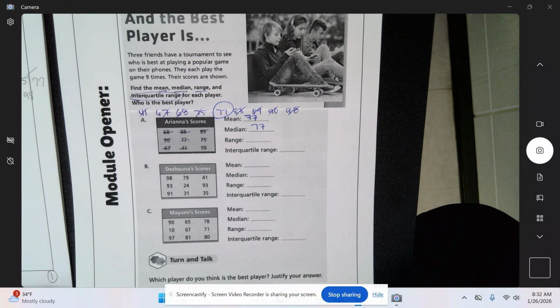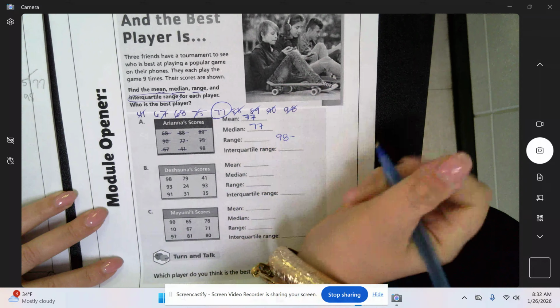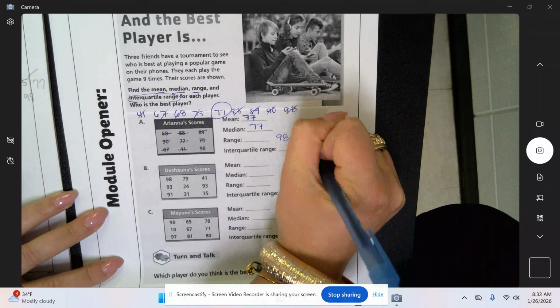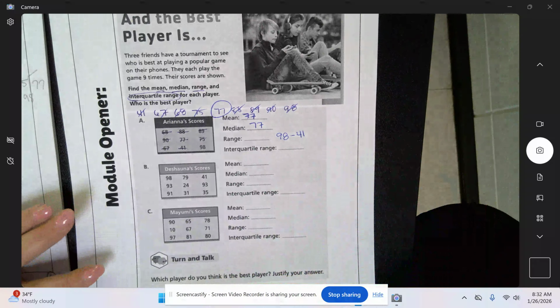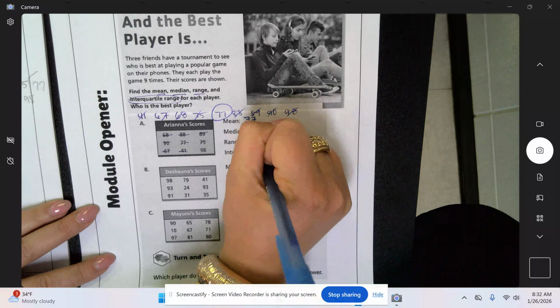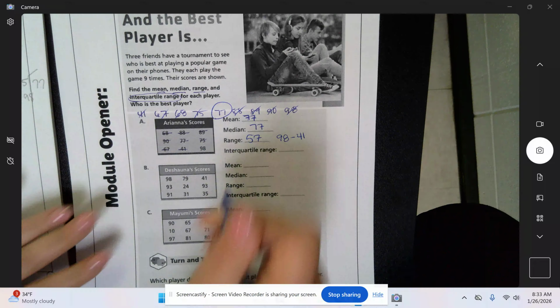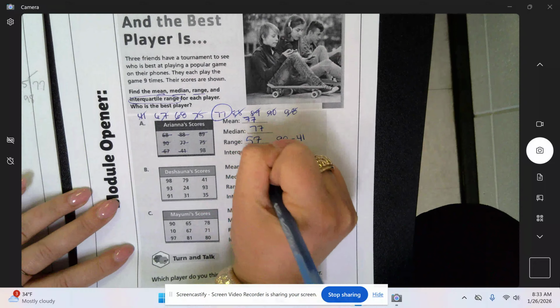Okay? Range. Range means difference. Big minus small. So we take the big number, 98, which is also known as our maximum, and subtract our little number, which is known as the minimum. So 98 take away 41 is 57. And then we have the interquartile range, also known as IQR.